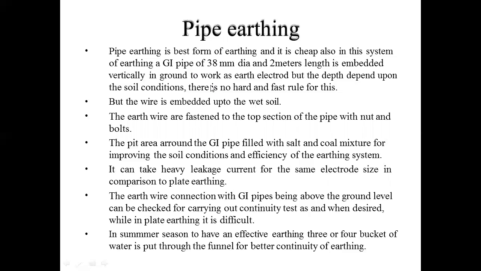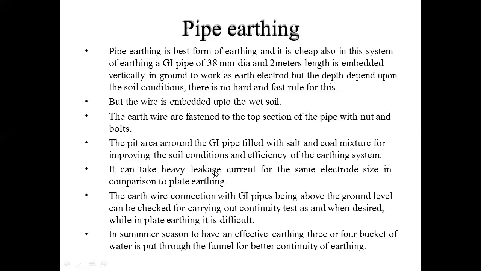As I said earlier, the moisture content in the soil is also very important. So that's why we need to do some testing of the soil before doing the earthing. Then we can decide which type of earthing is suitable in that particular location. The earth wire is fixed with the pipe with proper nuts and bolts. Okay, and it can take heavy leakage current for the same electrode size in comparison with plate earthing. So this is one more advantage of the pipe earthing system.